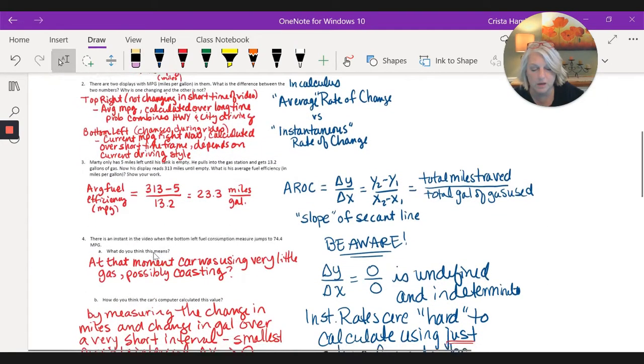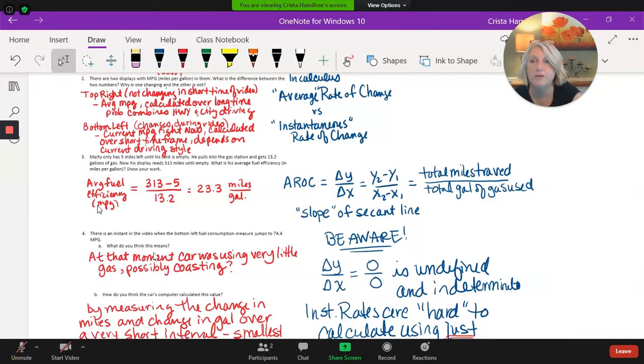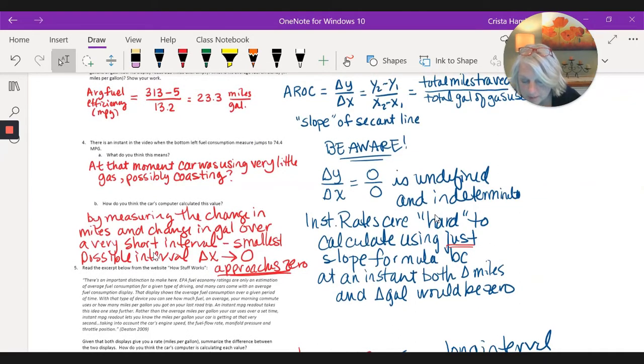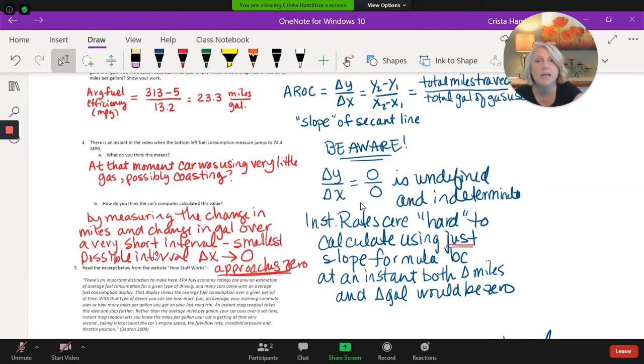Now, in terms of your slope, your average fuel efficiency that we calculated over here, it's an average rate of change, so basic slope of a secant line. And then I added in here that at the moment when we were looking at what was happening at the 74.4 miles per gallon, what's probably happening is you're just not using much gas. You're idling, you're coasting, you're sitting still, the car's just running but not moving, different things like that. And basically what's happening is that it jumps up to 74.4.